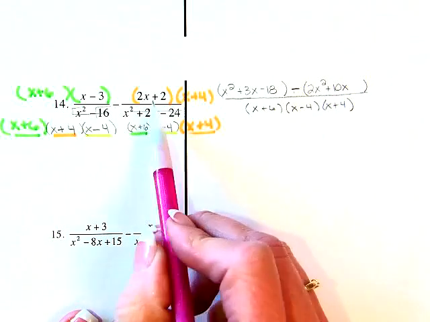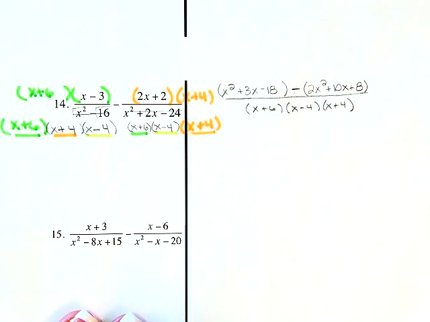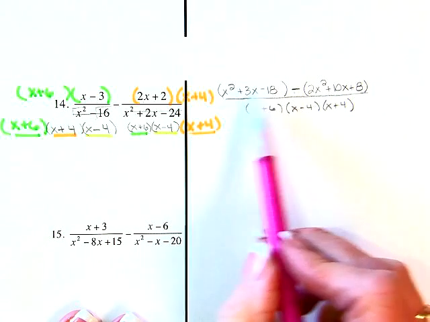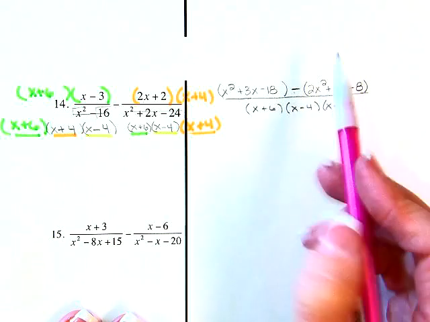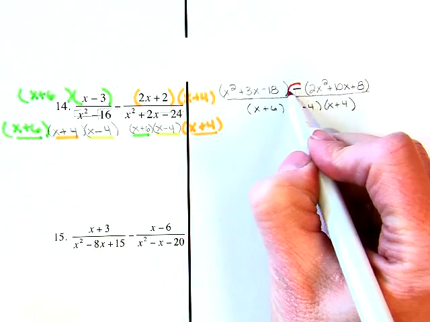And then last times last, 2 times 4 is a plus 8. So those are the numerators of each separate fraction. And now we need to subtract, okay? So be very careful.